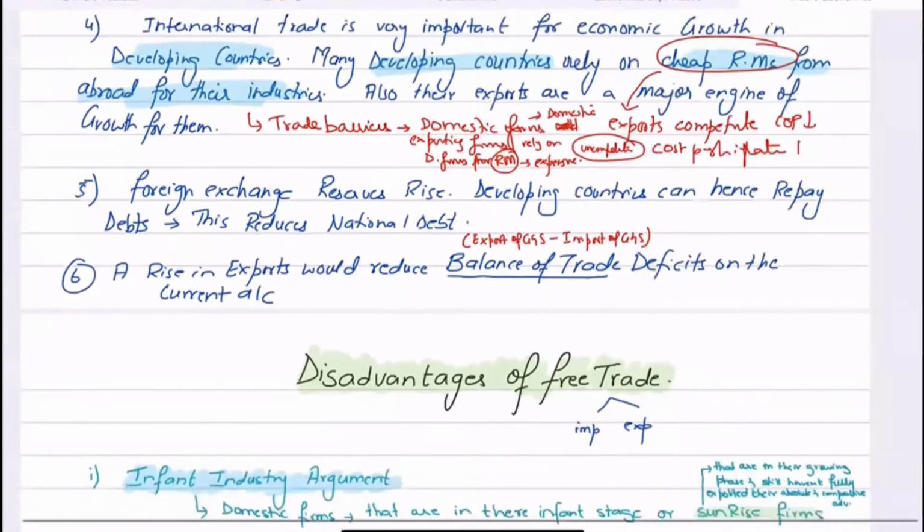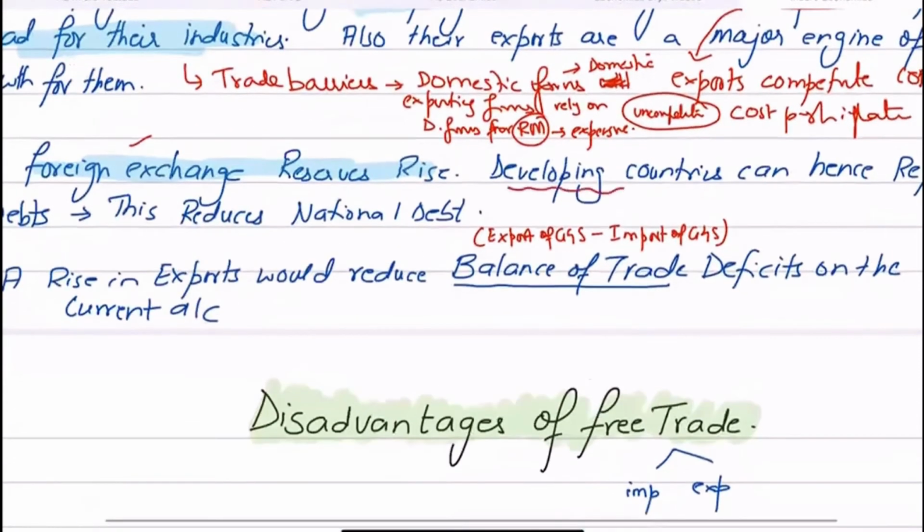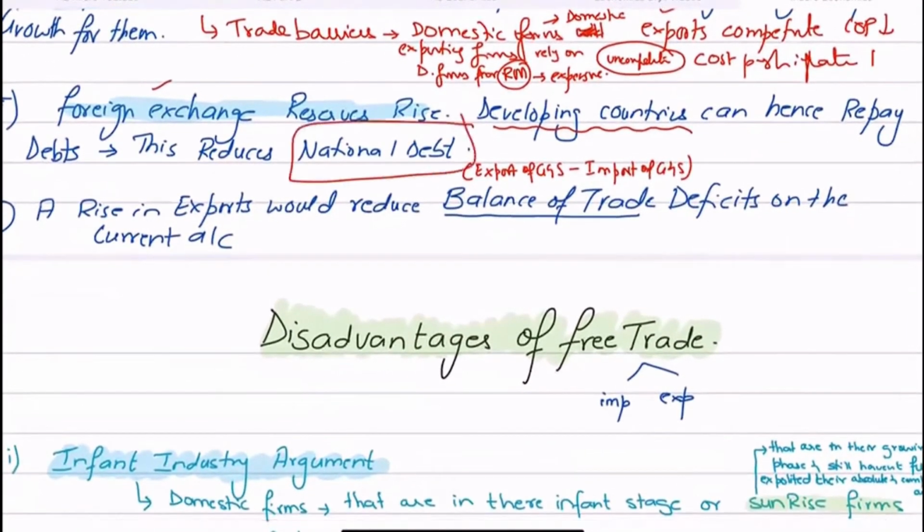Also remember that foreign currency or foreign exchange reserves would rise, because obviously when you export, that results in an inflow of foreign currency, right? So foreign currency reserves would obviously go up. And when foreign currency reserves go up, especially developing countries who have taken loans from the IMF and World Bank can actually repay those debts. So this will reduce the national debt of the country. Remember that. If this happens, then your debt to GDP ratio goes down.